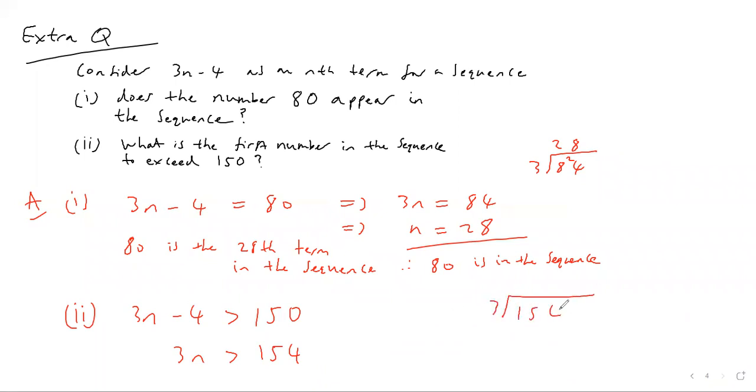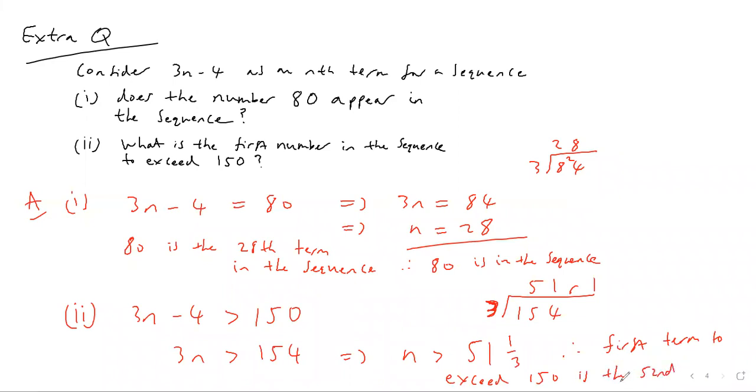So 154 divided by 3. How many 3's go into 1? That's just going to be 0. How many 3's into 15? That's going to be 5. How many 3's into 4? 1, remainder 1. So essentially what we get is that n is greater than 51 and 1/3. So therefore, the first term in the sequence to exceed 150 is going to be the 52nd term. So the first term to exceed 150 is the 52nd term.